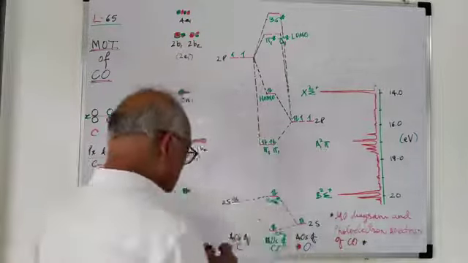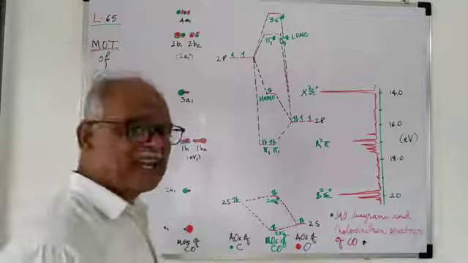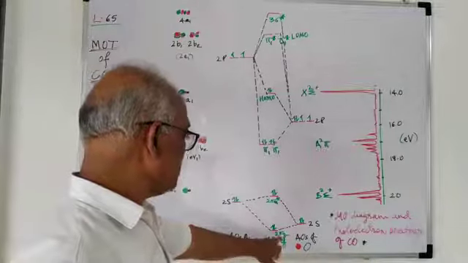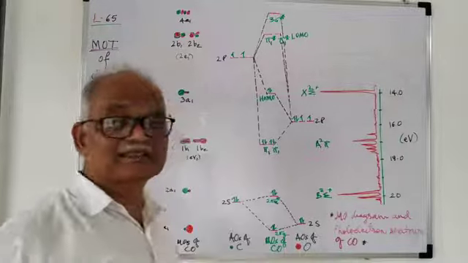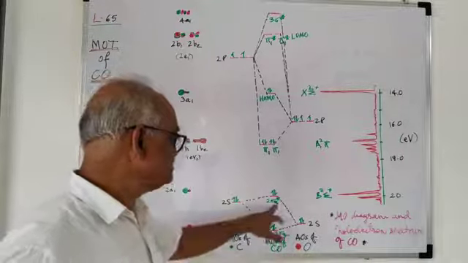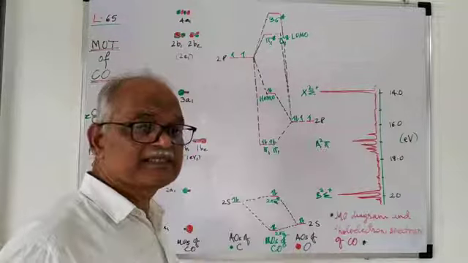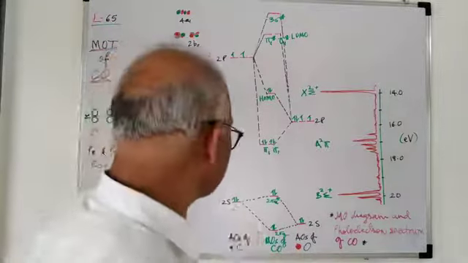This is 2 sigma star U. Or we can simply show here 2 sigma and 2 sigma star. This is also meaning that this is sigma star U and this is 2 sigma G orbitals.